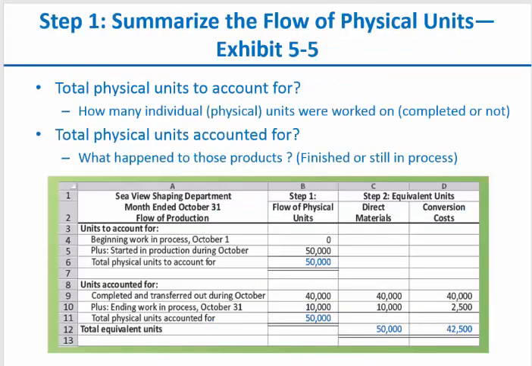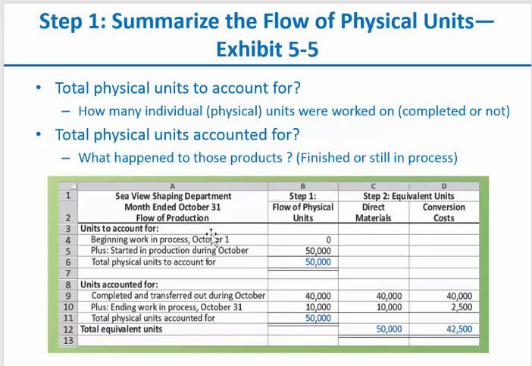So the first step, we're going to summarize the flow of physical units. Let's take a look at this table. Basically, we try to answer 2 questions: how many physical units were worked on, and we don't care whether they are completed or not, and the total physical units accounted for. So what happened to those units? Are they finished? Are they still in process? This is the importance of these 2 questions. We try to understand these physical units: where are they, and what is the status of them?